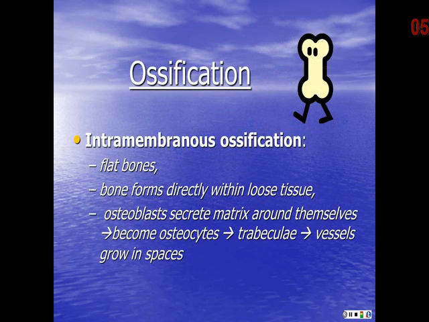Ossification is the process of forming bone. One way this is done is by intramembranous ossification. This process occurs in flat bones. Bone will form directly within the loose tissue between the membranes. The osteoblasts secrete matrix around themselves and become osteocytes in the trabeculae, and the vessels grow in the spaces in between.